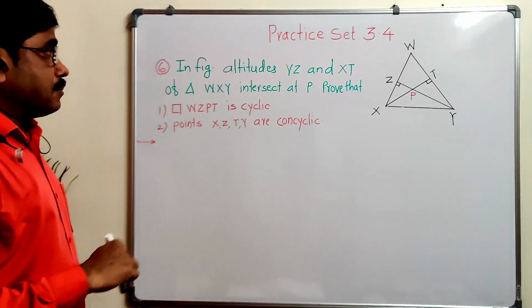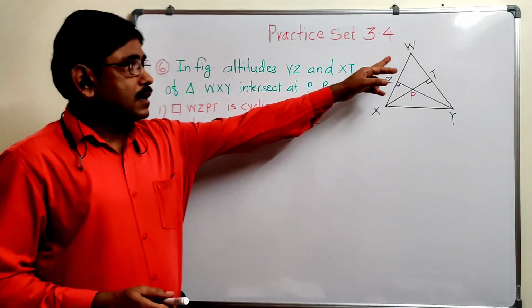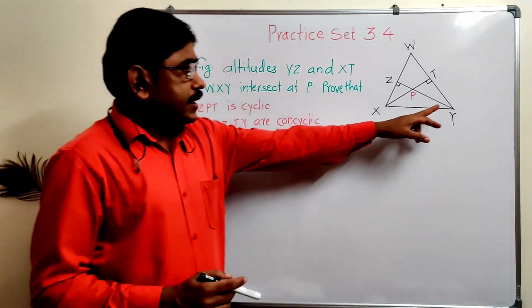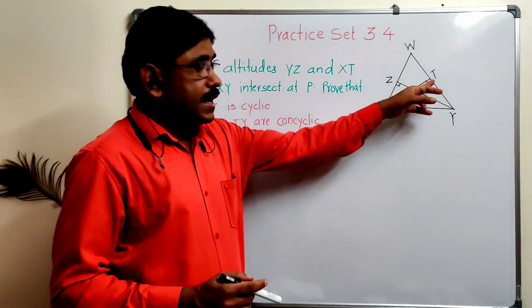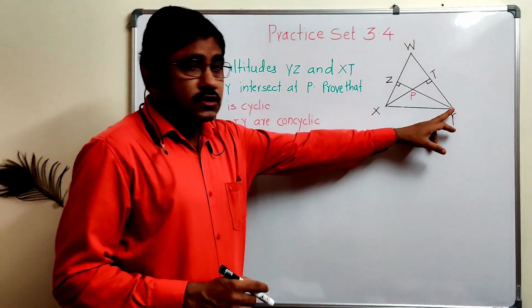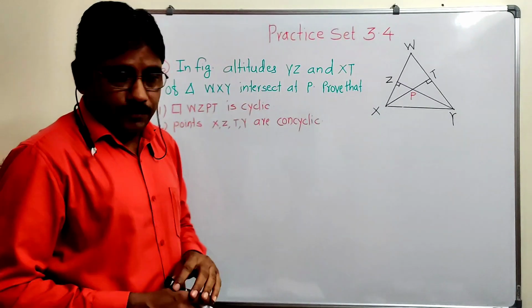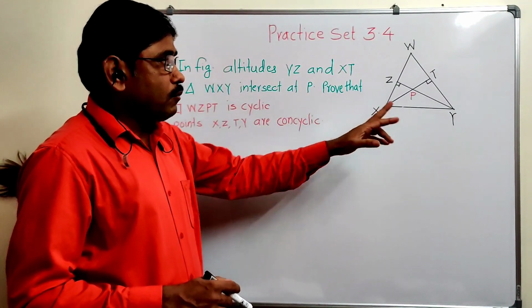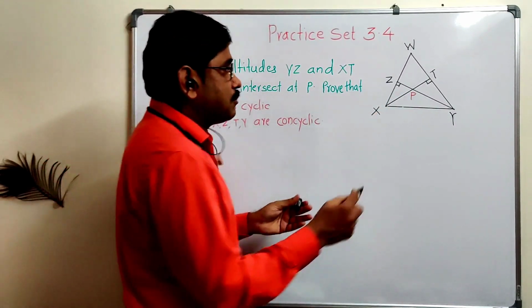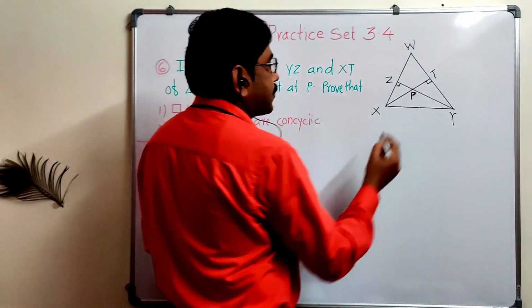In this sum, what is given? If we observe that figure, in triangle WXY, this is the triangle, altitude YZ and altitude XT. Altitude means the perpendicular drawn from a vertex of the triangle to its opposite side, that is called altitude. So both these altitudes YZ and XT intersect at P. Here it is the point P.